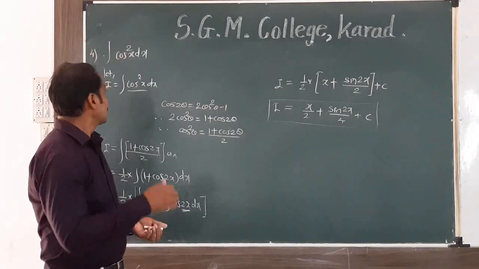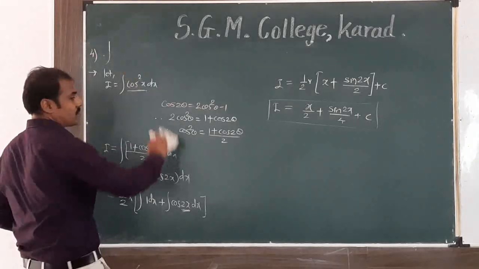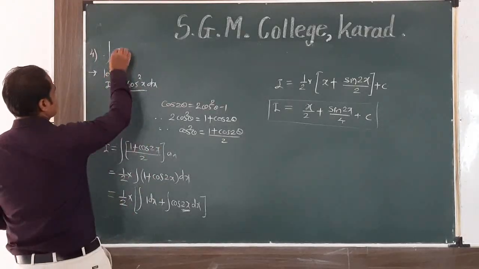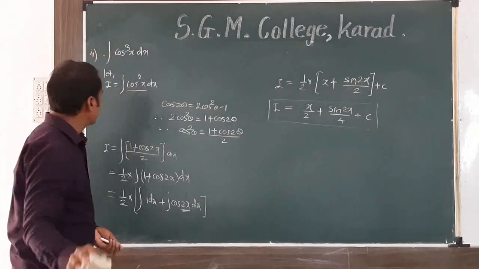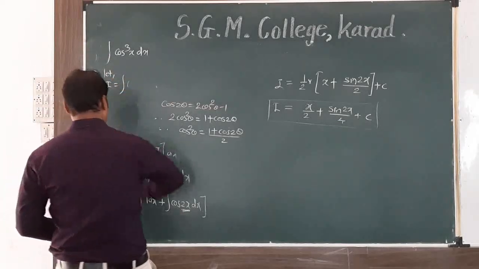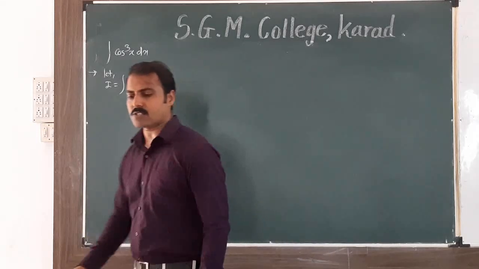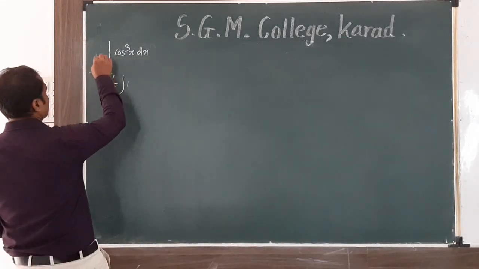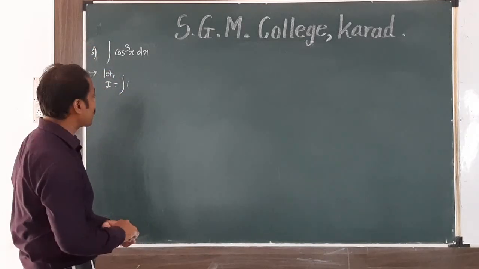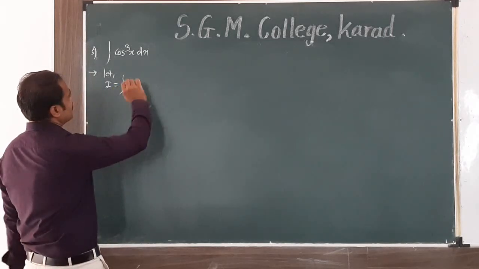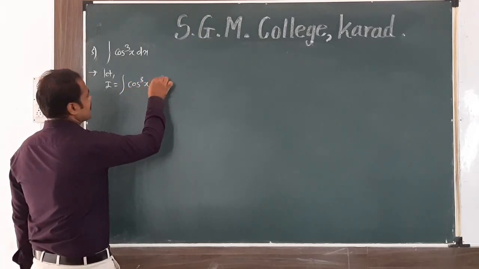Okay, next, fifth example. Here is the example: evaluate integration of cos cube x dx. In which formula is there a term of cos cube x? Yes, in the formula of cos 3 theta. First, denote the given integration by I is equal to integration of cos cube x dx.